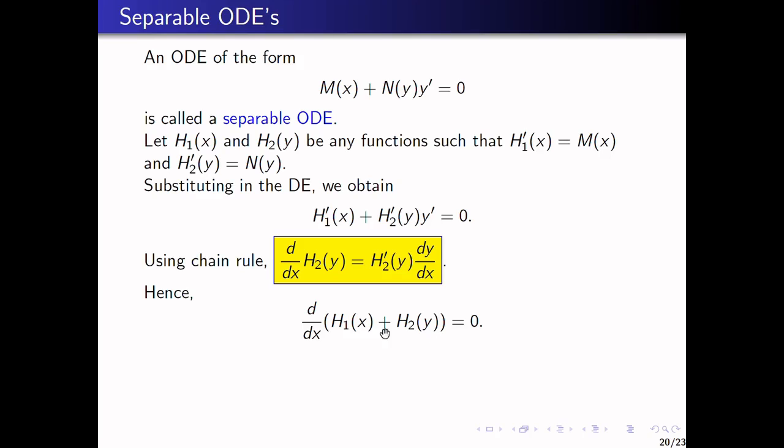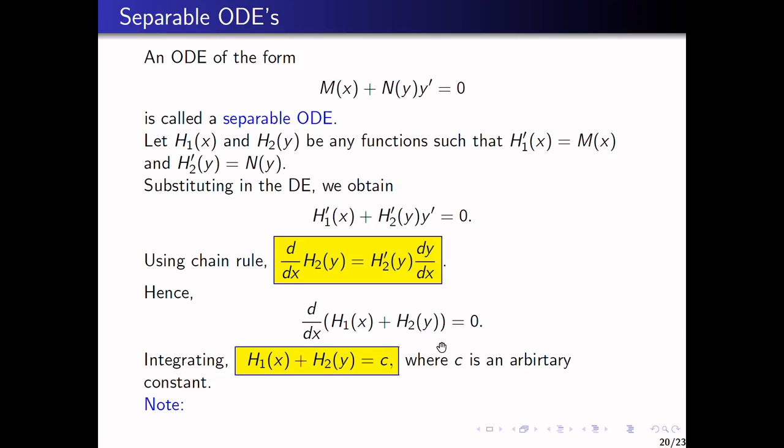So the derivative of some quantity is equal to 0. Here h1 is a function of x and h2 is a function of y, and y is again a function of x because y is a dependent variable. So the derivative of a certain quantity with respect to x is 0 means that quantity must be constant. So h1(x) plus h2(y) is equal to c, where c is an arbitrary constant. So this h1(x) plus h2(y) equal to c is the solution of the given differential equation.